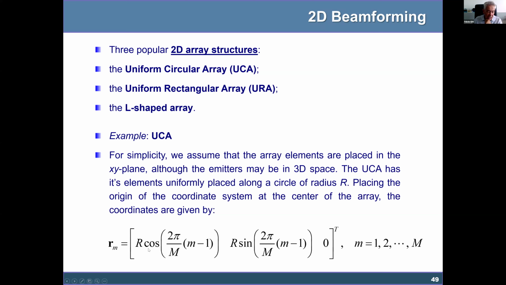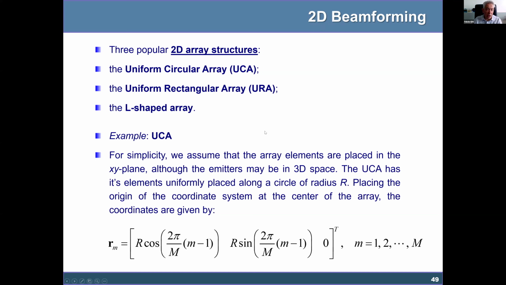The abscissa is r cosine of 2 pi over M that multiplies (m minus 1). So if m is equal to 1, you get cosine of 0, which is 1, sine of 0, which is 0. So the first element is in position (r, 0, 0). And when m increases, you move over a circle, and the circle is located in the XY plane because the value of the Z component is always 0.